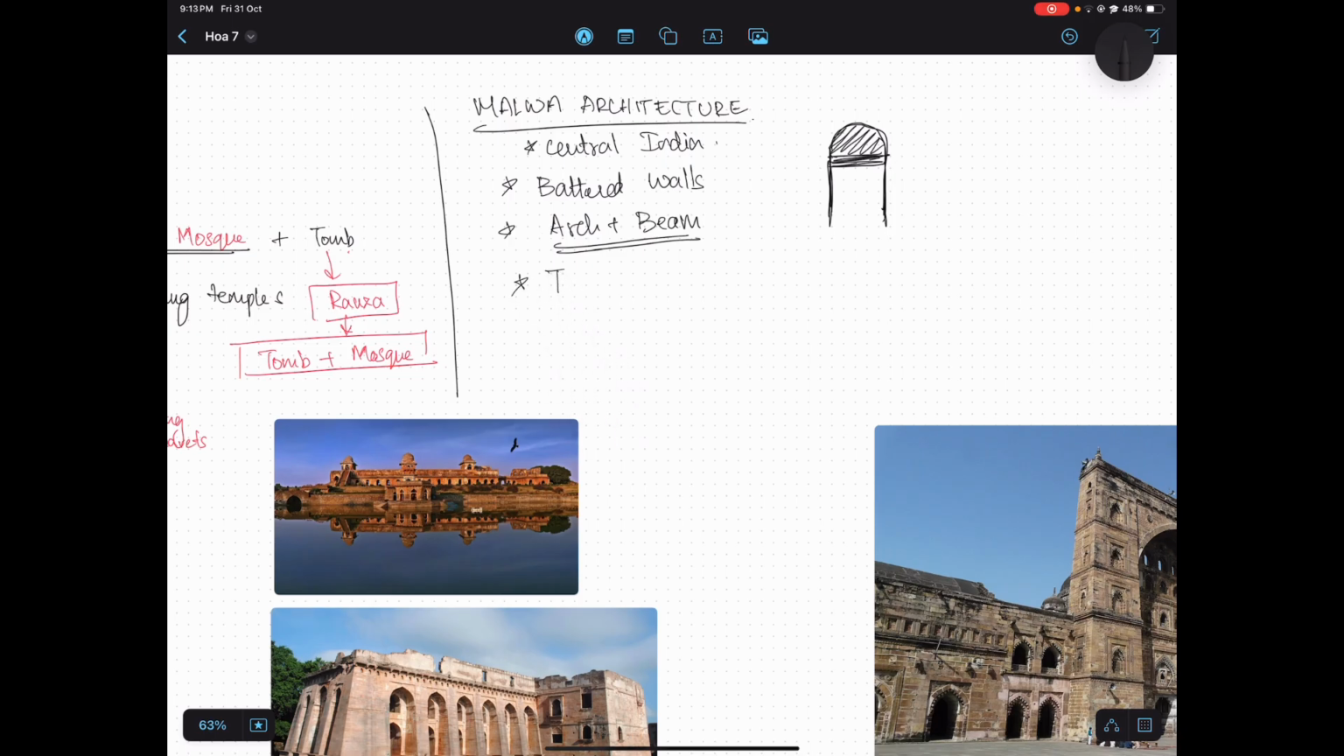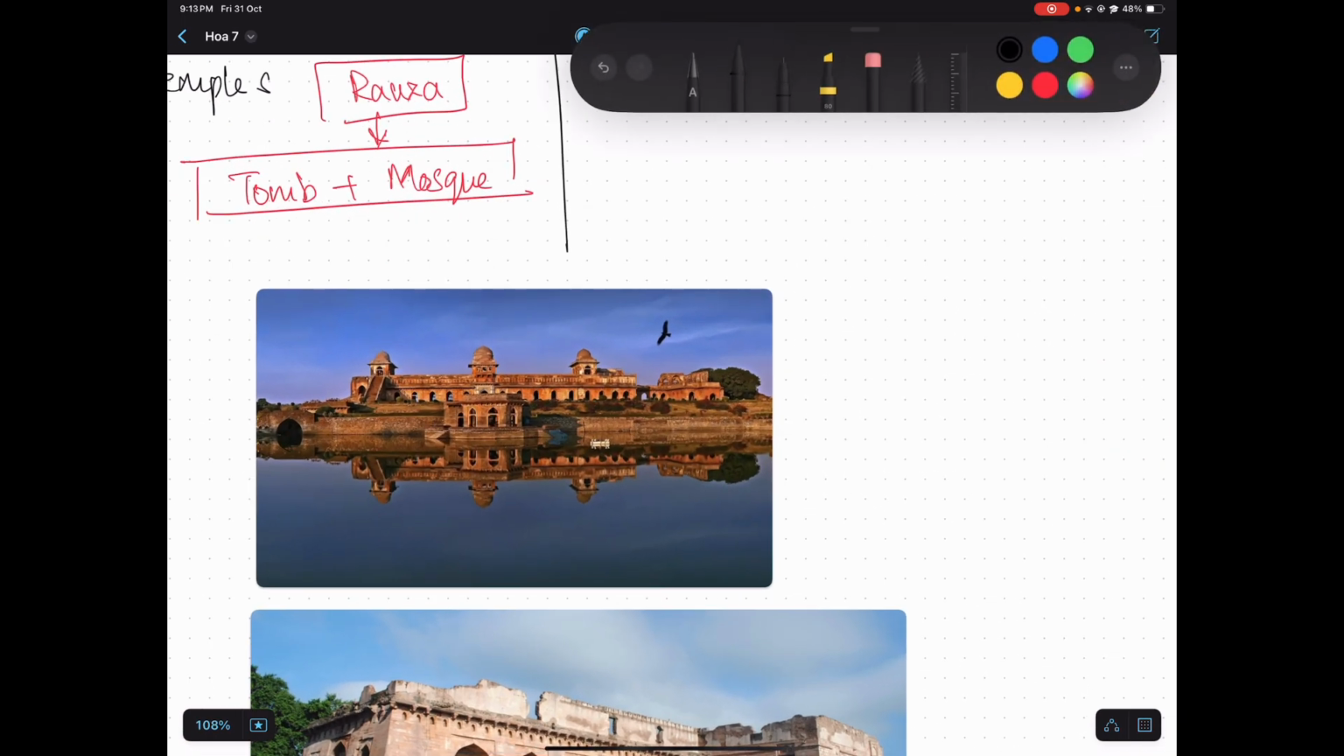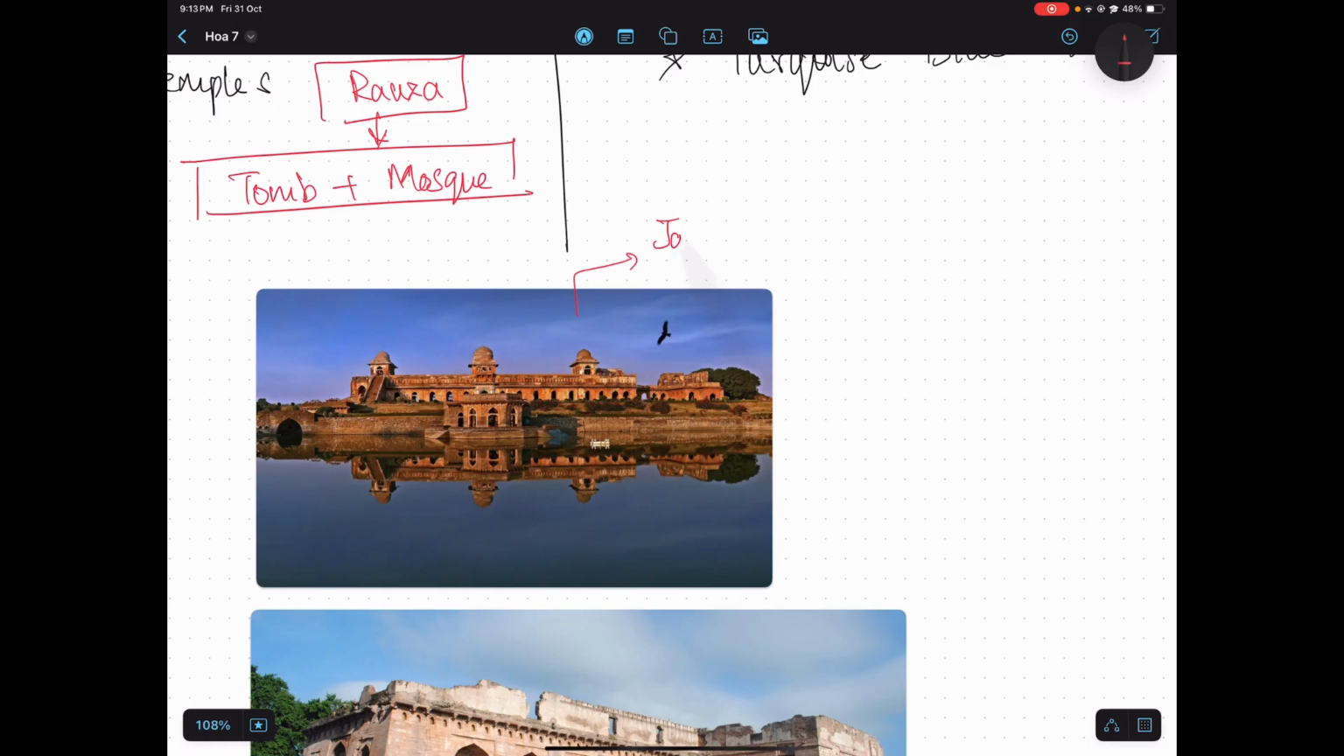and they had the knack for creating turquoise blue glazed tiles. So let us see some examples now. This is Jahaz Mahal. Jahaz means ship, and as the name represents, this Mahal has a lake in the front and back of it. So it has two lakes, one on the front and one on the back, and that's why it got its name Jahaz Mahal.